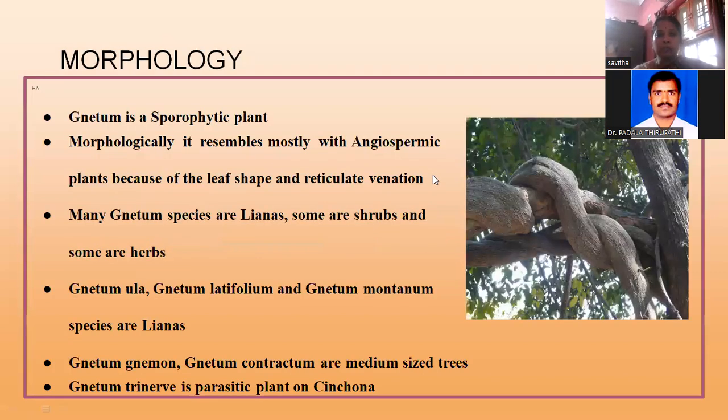Next, when you come to the morphological characters of Gnetum, it is a sporophytic plant. The stage of the plant is the diploid stage. Alternately, we will be seeing the gametophytic stage also, but the predominant stage is the sporophytic stage, which resembles the angiospermic plants, where three types of plants can be seen in Gnetum. They are trees, shrubs, and climbers, woody climbers, which are called lianas.